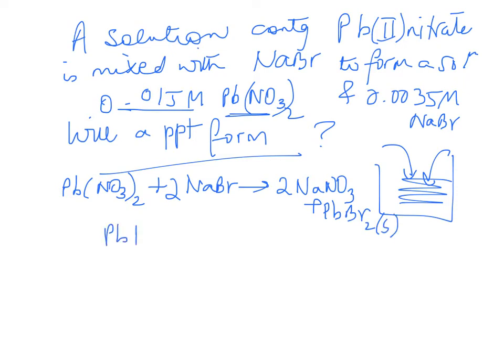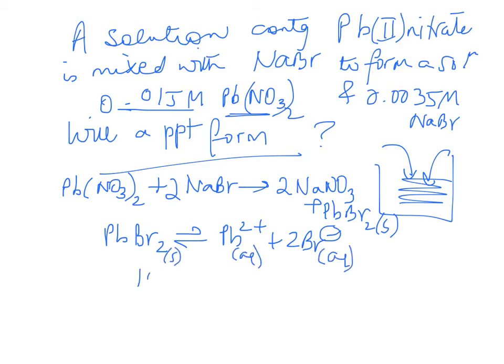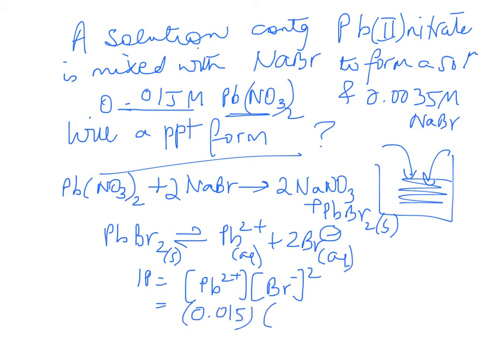So your equilibrium in question is Pb2+ plus 2Br-, aqueous and aqueous. And so the ionic product is going to be [Pb2+][Br-], and it's going to be a square of that. So the lead is going to be 0.015, the Br minus is going to be 0.0035, square of that. And when you plug those numbers in, you're going to get 1.8 times 10 to the negative 7.